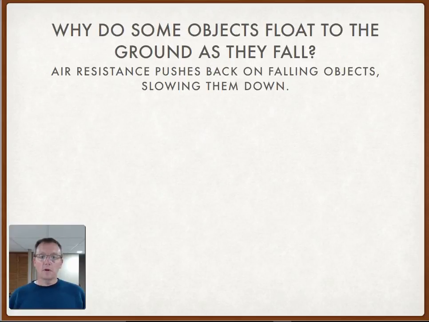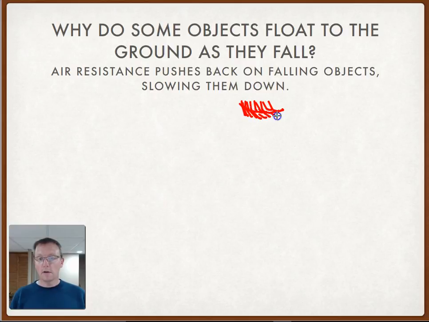So the other question then is, why don't some objects that have a very large surface area fall straight down like other objects? Here's an example. I have a feather. So a feather looks like this. Okay, like so.